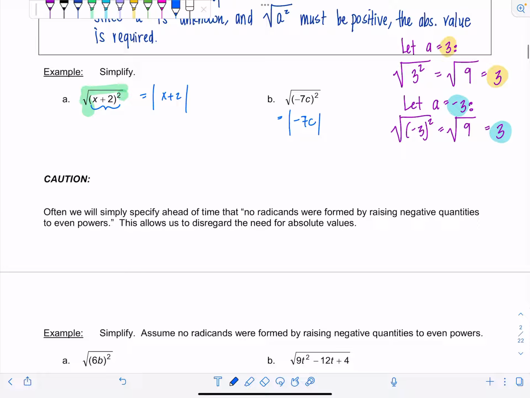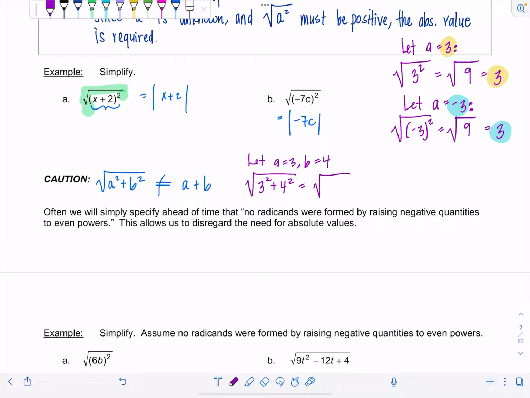And as a note of caution, one of the most illegal things I see students do, that the math police just hop in their little speed racer and come get them for: the square root of a squared plus b squared does not equal a plus b. You are not allowed to split up a square root over addition or subtraction. Most famous counterexample, let a equal 3, b equal 4. The square root of 3 squared plus 4 squared is the square root of 9 plus 16, which is the square root of 25, which is 5. In no way does that equal 3 plus 4, which is 7. Do you see that? Okay. So don't even think about it.